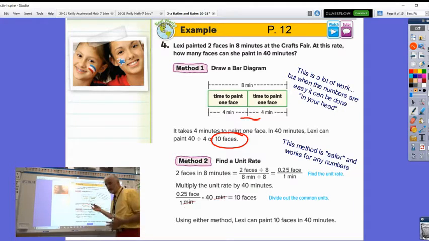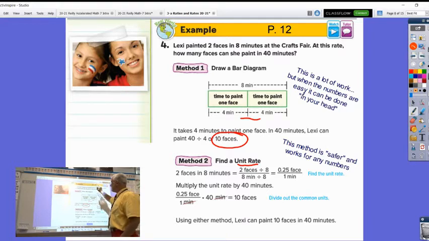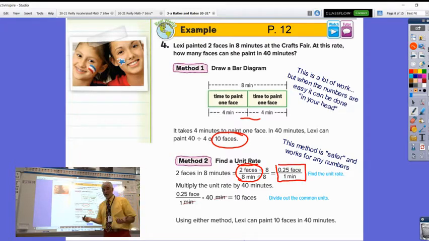So in this example, even though these are easy numbers, you find the unit rate. The unit rate is 2 faces per 8 minutes. How many faces per minute is what we're looking for. So it's 2 divided by 8. That's what they show right here. So this is what you show, 2 divided by 8, and that comes out to 0.25 faces per minute. That's your unit rate. A quarter of a face, 0.25, 1/4 of a face per minute.